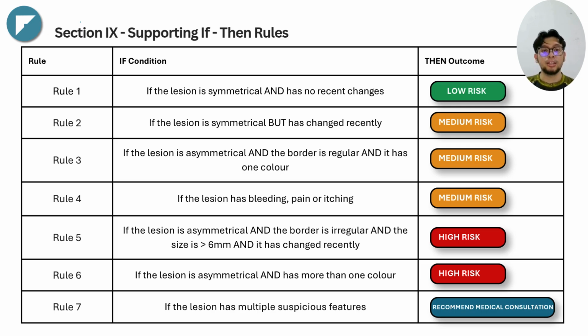Finally, we address our highest priority triggers. Rule number 5 defines a classic high risk profile: an asymmetrical lesion with irregular borders, size greater than 6 mm, and recent change. Similarly, rule 6 highlights color variation, marking asymmetrical lesions with more than one color as high risk. For any complex case falling outside these exact parameters, rule 7 acts as a catch-all, firmly recommending an immediate medical consultation. So that's all for my part.